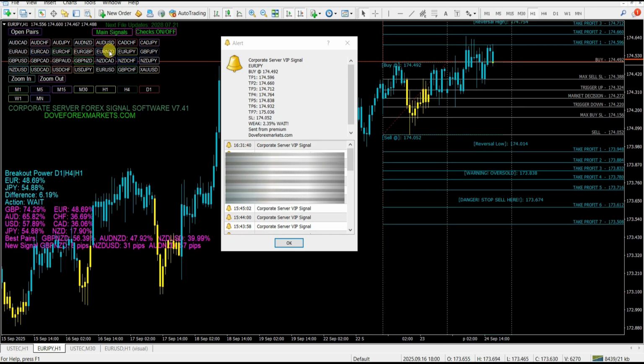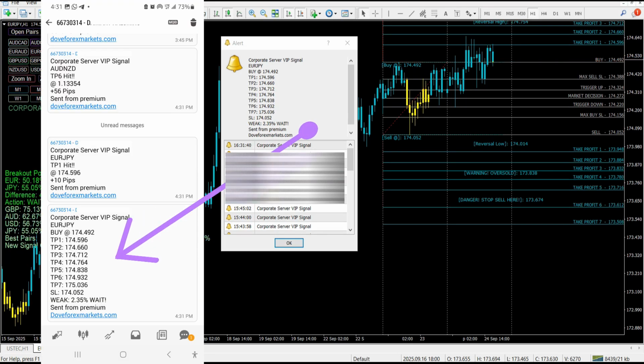So that signal is sent right now. It's sent to my phone. It's also sent to my email, and I have access to see it at any time that I want to see it.